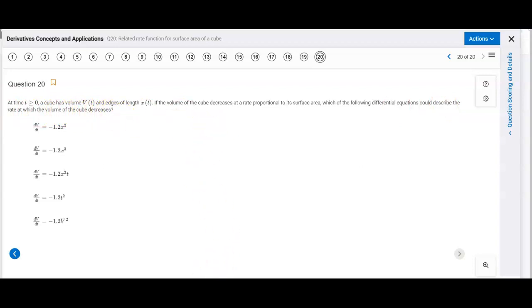Okay, I think a little bit of this hinges on two things. First of all, you have to know how to find the volume and surface area of a cube. Second of all, you have to know what the word proportional means. Proportional means that, for instance, y is proportional to x if y is equal to some number times x. So for instance, y equals 2x would mean y is proportional to x.